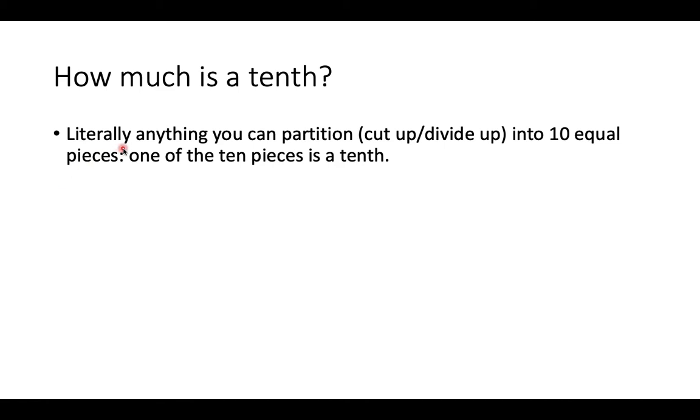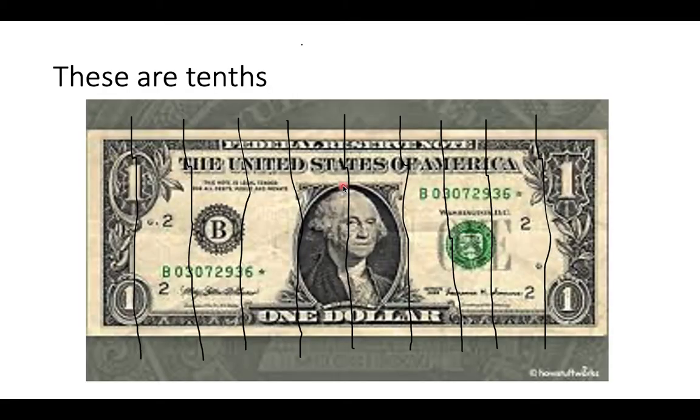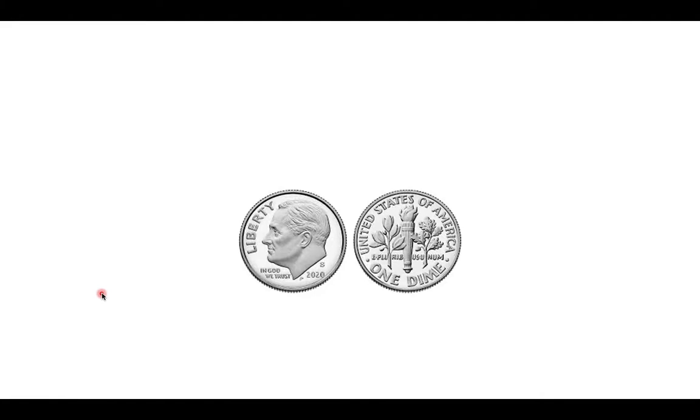So how much is a tenth? It literally is anything you can partition or cut up or divide up into 10 equal pieces. One of those 10 pieces is a tenth. So these are tenths of a dollar, right? We don't cut up dollar bills into 10 pieces. In fact, that's illegal, so don't do it. But if we did, that would be a tenth of a dollar right there, because that's 10 pieces, and this is 1. We actually call those dimes, so we don't have to cut them up, right? We already have that. We just get dimes.